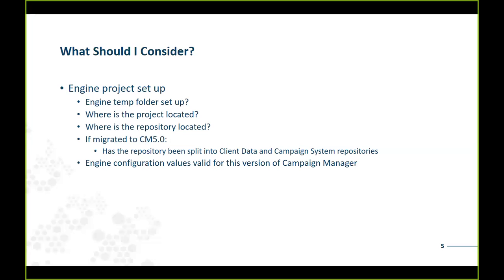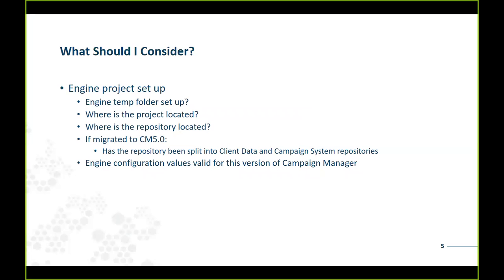And also moving on to CM5 to support SCV, we've actually split the repositories in two. So we have a client data folder and a campaign system folder. So think of the iLoader scripts that you run, those will always place data in the client data repository. The campaign system repository will be the campaign history, campaign response, and all of the sort of state tables that are required for campaign execution. We can split those in two, going from CM5 onwards.